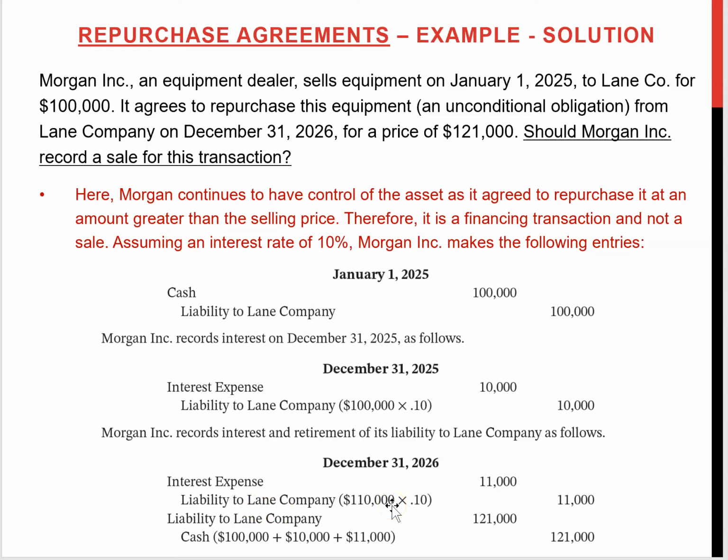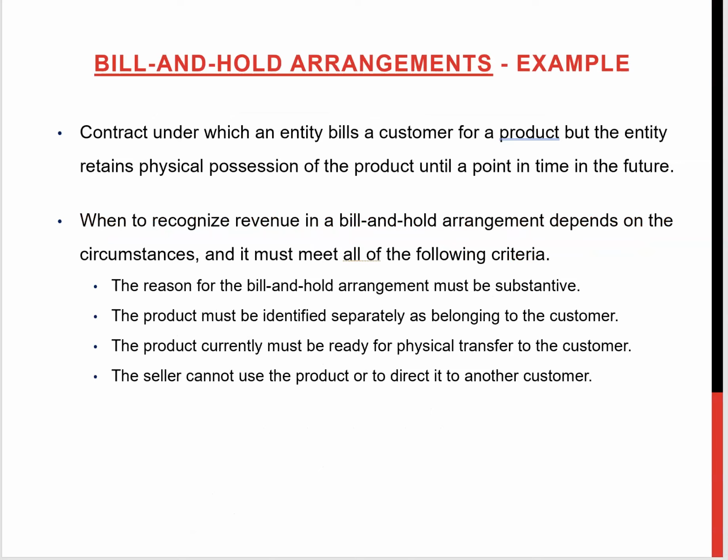And then at the end of the year, Morgan will repurchase the equipment from Lane. Lane will return the equipment, and Morgan will pay $121,000 to Lane. So cash is credited, and then you have to remove the liabilities. And we already know how liabilities was created, and it increased because of those interest expenses. This is how you will record a repurchase agreement. And remember, since the customer is not getting the control of the assets, Morgan should not record it as a revenue.